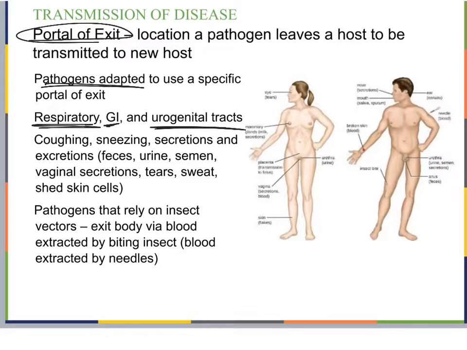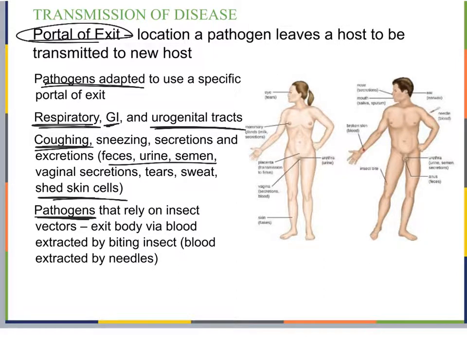another location. All of these different areas that are portals of entry are also portals of exit. So again, through coughing, sneezing, different secretions, feces, urine, semen, vaginal secretions, tears, sweat, shed skin cells. If it's an infection that's on the skin, the shed skin cells can contain the pathogen and then pass that along to others. So that could be a portal of exit as well.